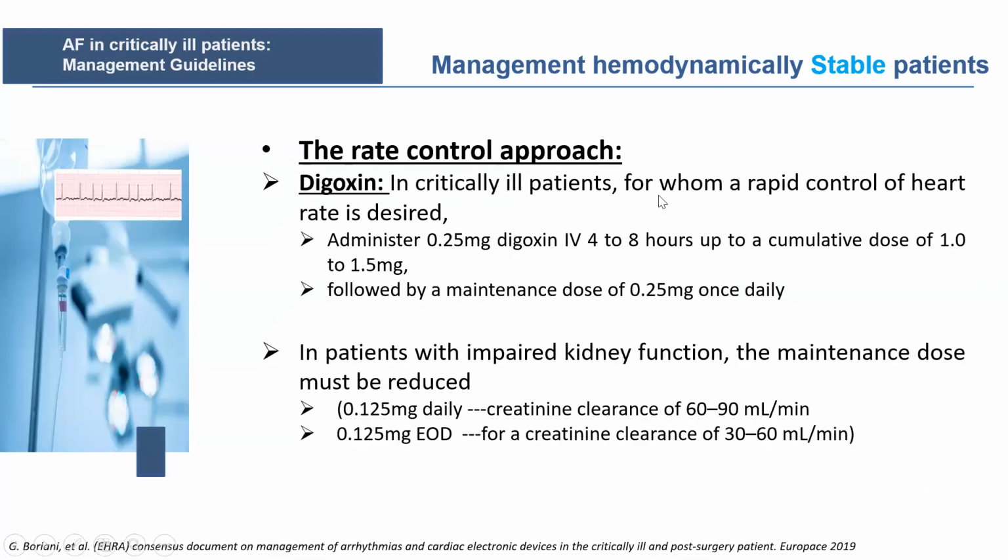Digoxin can be given in these patients. However, digoxin will take some time to control the AF rate. Usually it is given as a 0.25 to 0.5 milligram bolus loading dose, followed every 4 to 8 hours by 0.25 milligram, up to a total dose of 1 to 1.5 gram, and the maintenance dose will be 0.25 milligram once daily. The digoxin dose has to be reduced in patients who have renal impairment. You have to do renal correction, which will be 0.125 milligram daily in the patient who has creatinine clearance from 60 to 90, and every other day if the creatinine clearance is less than 60.